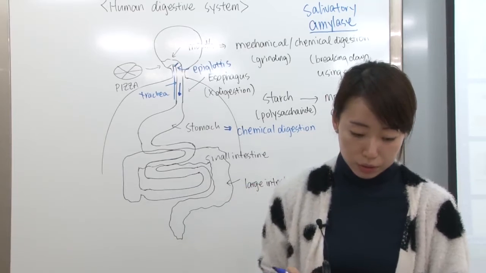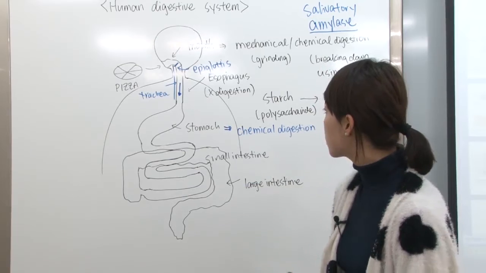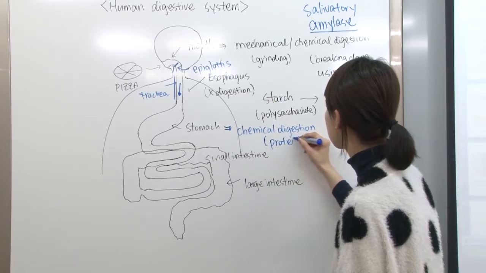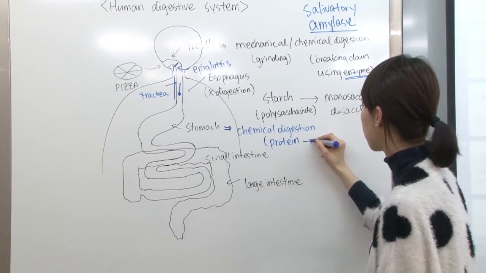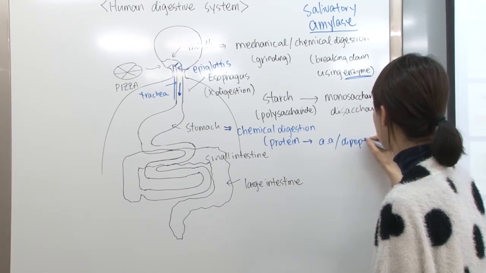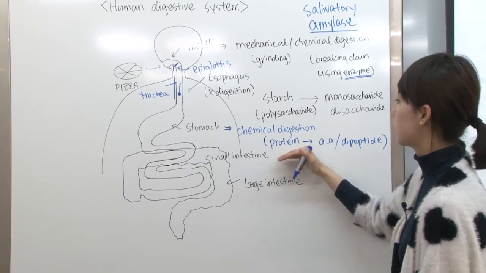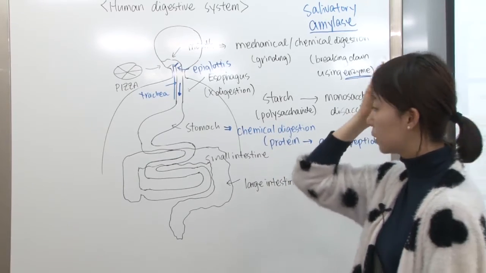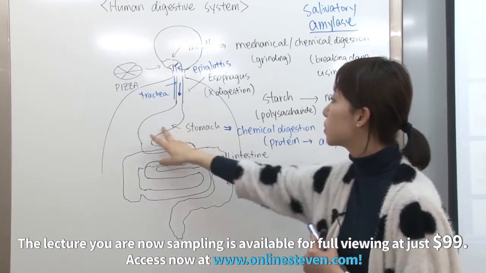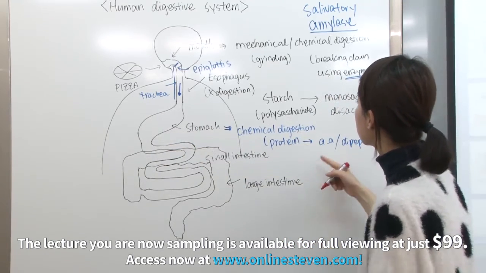When you go to page 220, mechanical and chemical digestion occurs here. Chemical digestion here is usually for the proteins. Protein gets broken down into amino acids or dipeptides. Remember, protein is a polypeptide, so this gets broken down into smaller molecules like this. The stomach has an enzyme that's secreted into this space in order to break down protein.